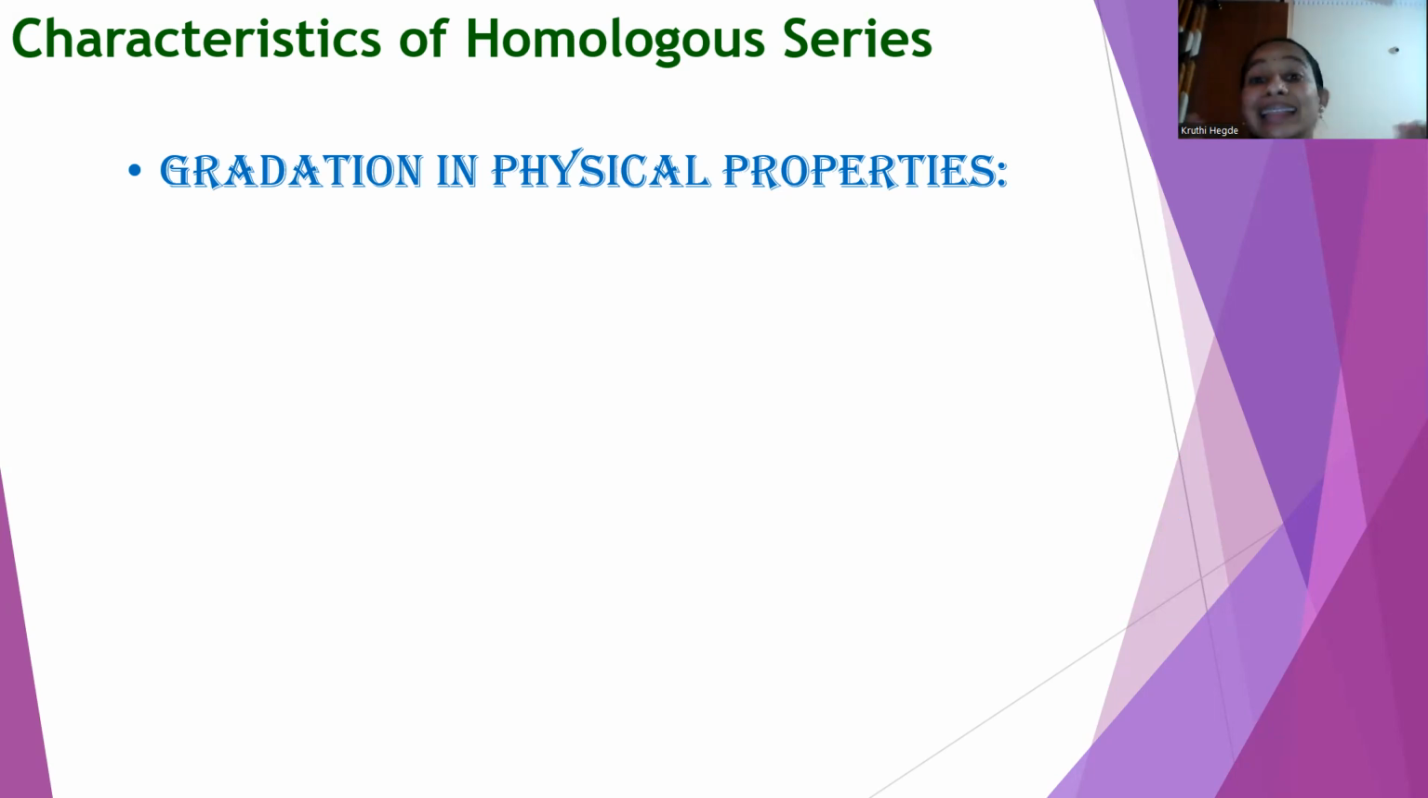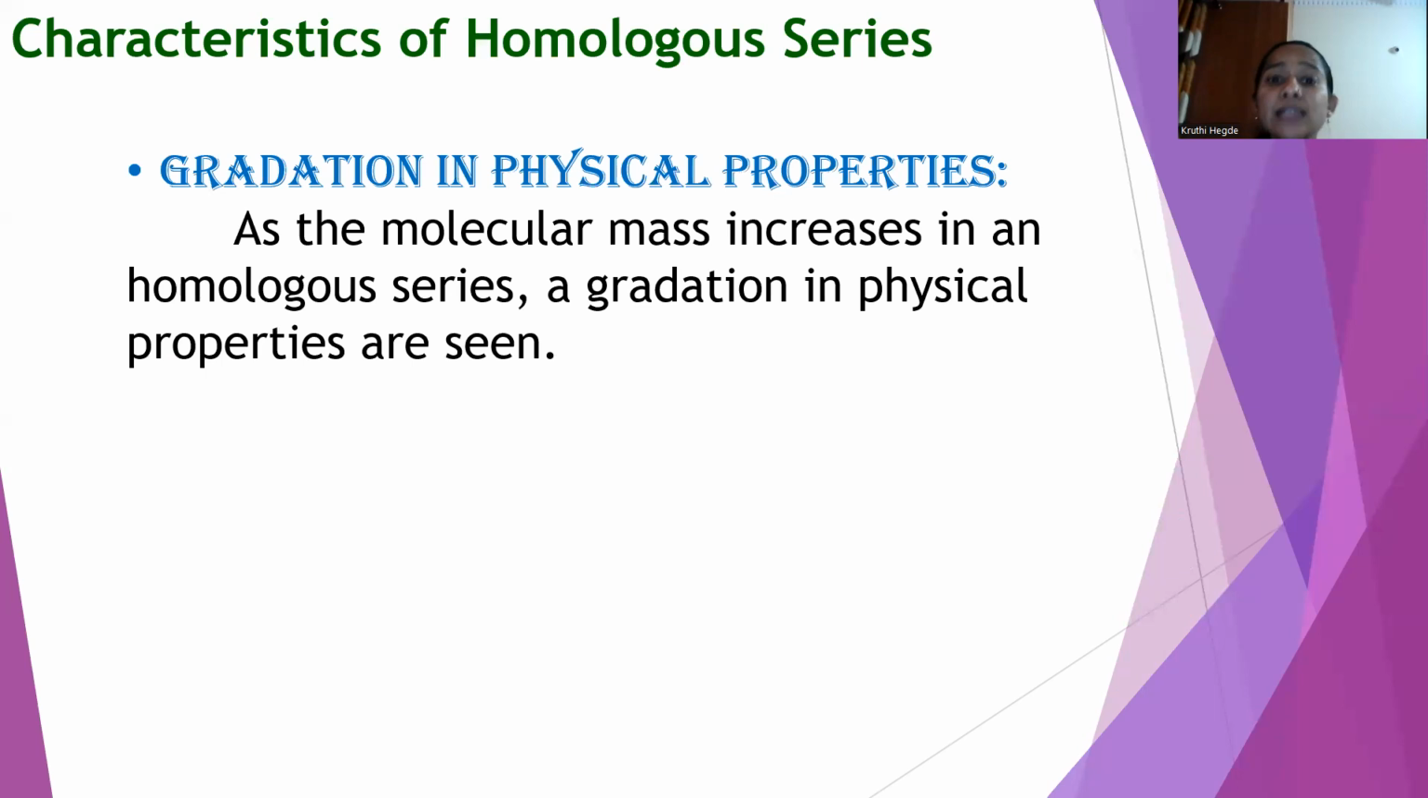Why is there a difference in the physical properties of a homologous series? That's because every successive member differs in molecular formula by CH2. So the molecular mass is different. As the molecular mass is different, physical properties definitely vary. They undergo gradation, a slow increase. As the molecular mass increases in a homologous series, there is gradation in the physical properties.